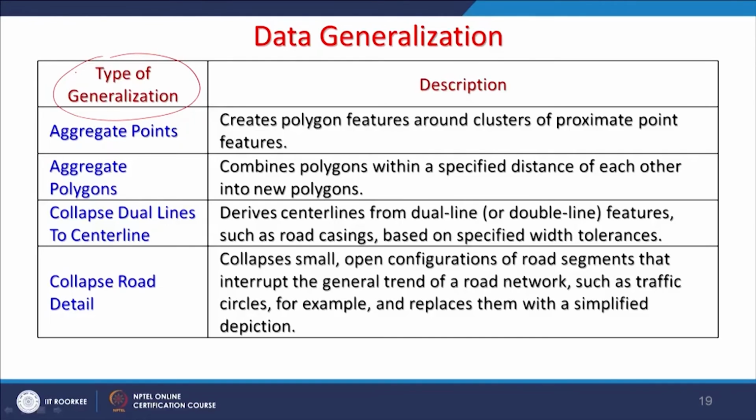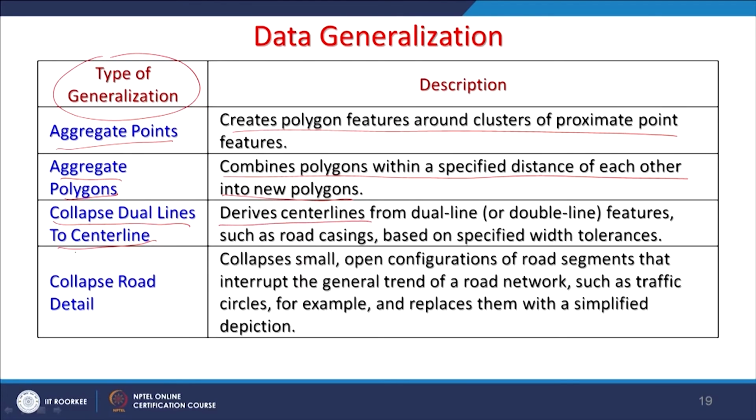Now, data generalization: some types of generalization which exist in theory, many of them have also been implemented in GIS. Like you aggregate points, creating polygon features around clusters of approximate points. Aggregate polygons, we have seen some examples, means combining polygons within a specified distance of each other into a new polygon. Now, collapse dual line to the center line. If it is a dual line for a rail track or any other thing, you may merge it into one line or derive a center line from the dual line.